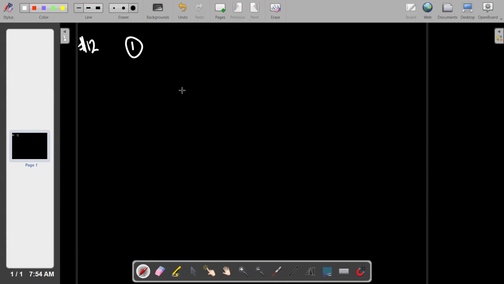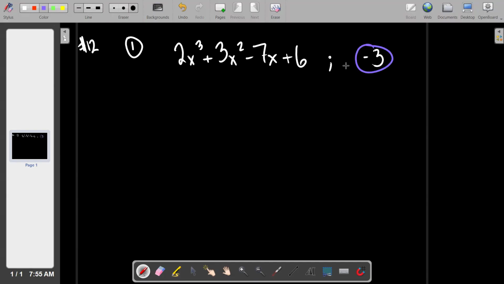So, we have a third degree polynomial of 2x cubed plus 3x squared minus 7x plus 6. And the freebie after the semicolon is -3. So you should have done a bunch of these while I was gone. A lot. So we're going to synthetically substitute -3 with the full understanding that we should get a 0.